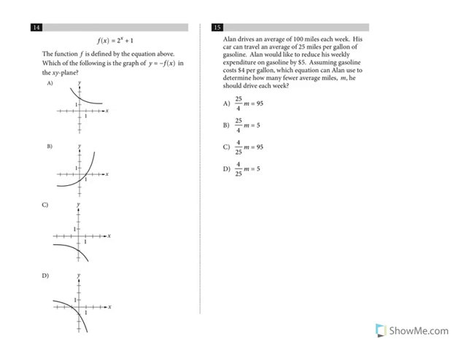f of x equals 2 to the x plus 1. The function f is defined by the equation above. Which of the following is the graph of y equals negative f of x in the xy plane? This one here, we have to understand transformations of functions. And transformation, that negative right there means we're going to reflect this function, or reflect the graph of this function about the x-axis.